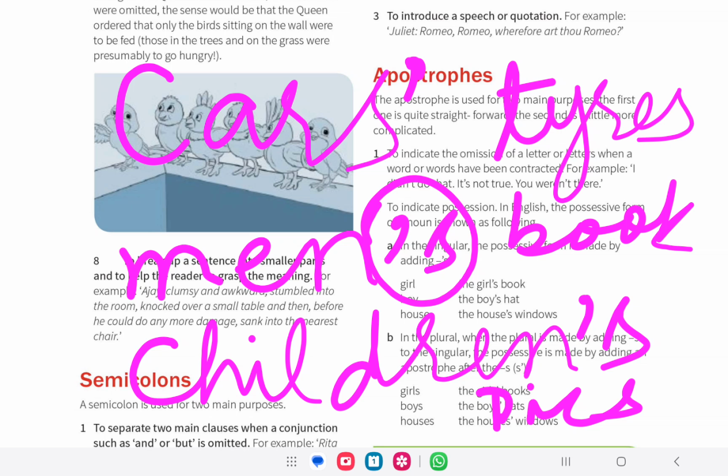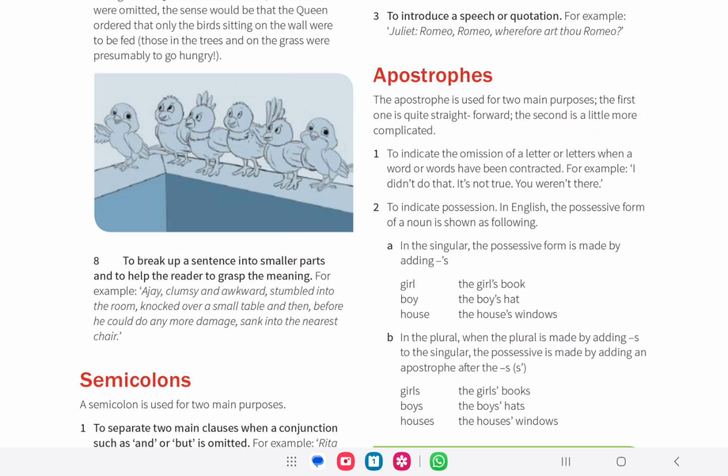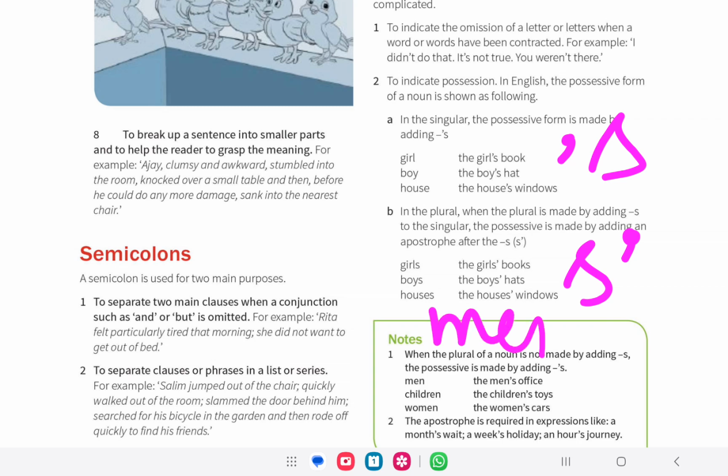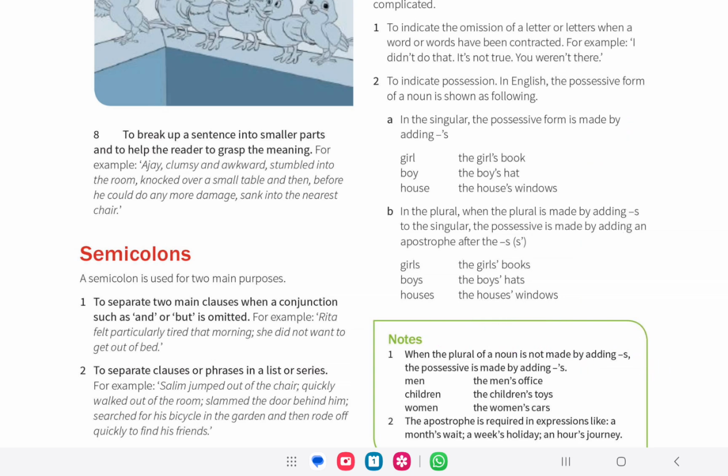So you have to now remember these things, that in case of singular noun, we add apostrophe s. In case of plurals, we put s and then apostrophe. And in case of nouns whose plural is not made by adding s at the end, like men, there we add apostrophe s. I hope you are clear about it now.